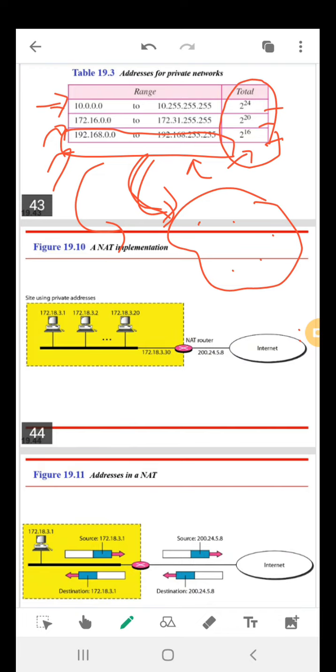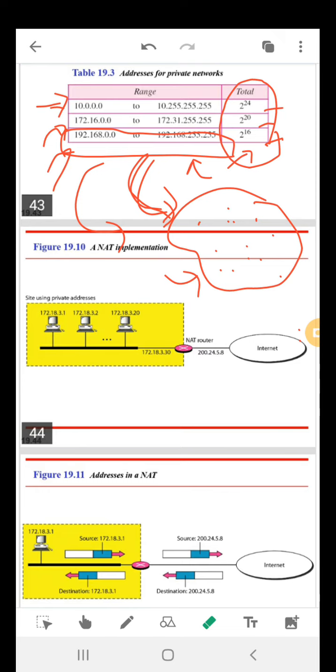Now these private IP addresses have to be unique within an organization, but they need not be unique throughout the internet. So in the internet there will be a large number of organizations connected. Within each organization they are going to use these private IP addresses. So private IP addresses are unique only within the organization, but between organizations or throughout the internet, they are not unique. Now, how uniqueness is achieved is by using the technique of network address translation.